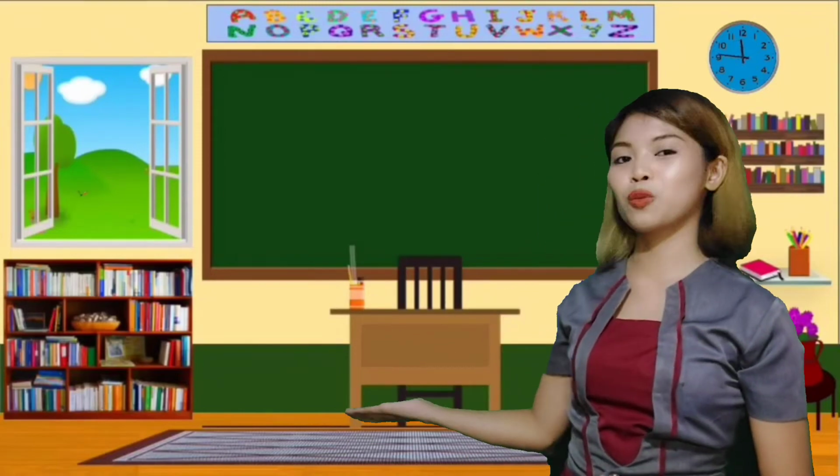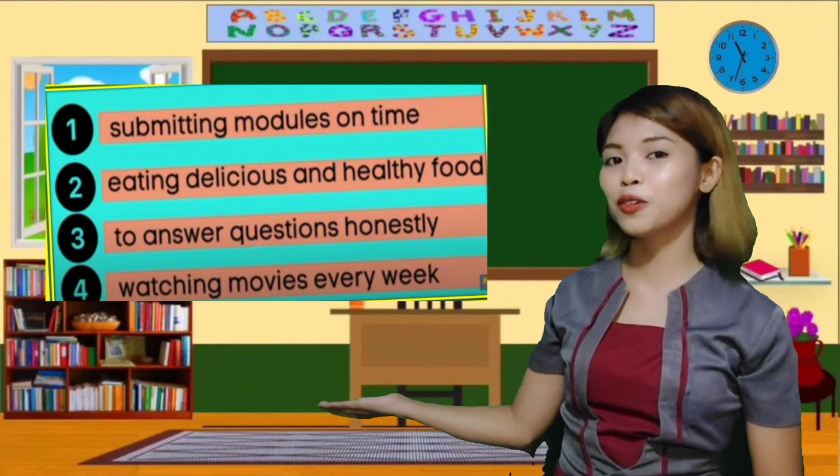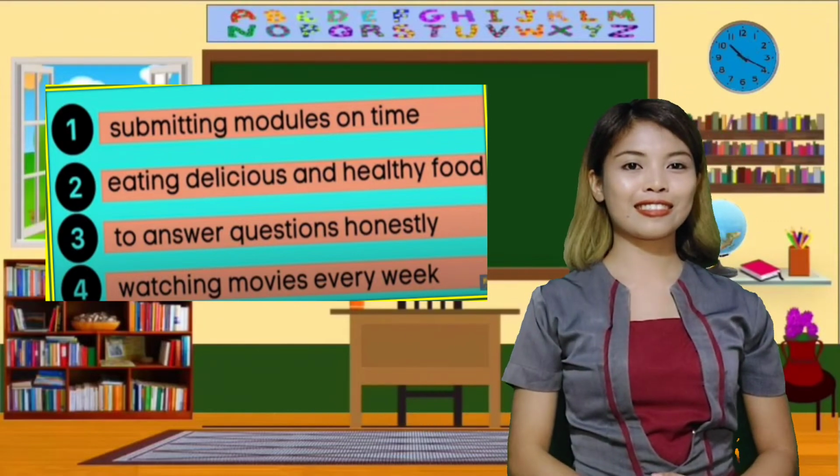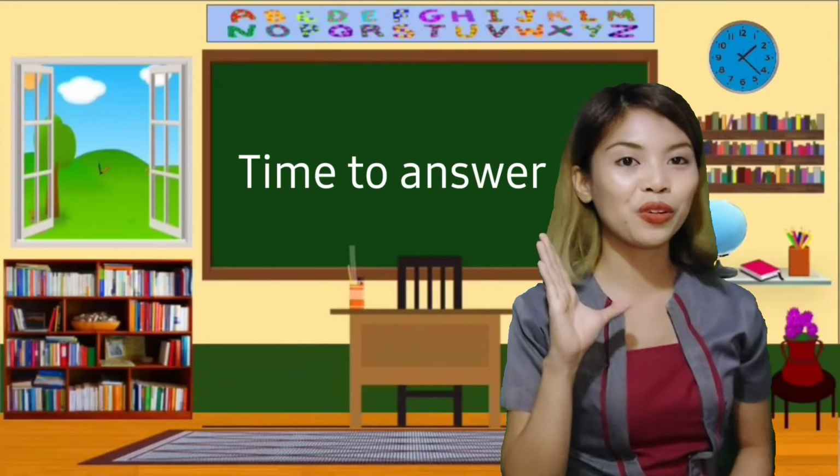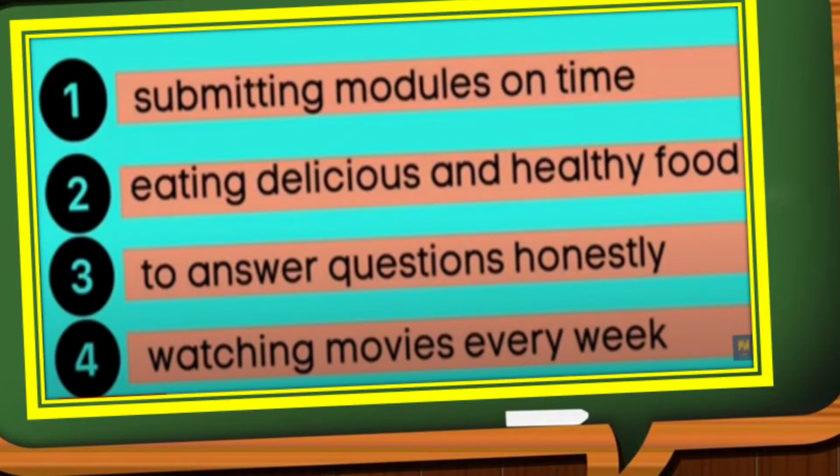Lastly, here is the set of phrases which you are going to identify, which one does not belong to the group. May I know your answer? Let us answer. So if your answer is to answer questions honestly, you are correct. Great! Because submitting modules on time, eating delicious and healthy food, watching movies every week have the same grammatical pattern. They start with a gerund. Again, what is a gerund? It is the verb plus -ing that functions as a noun. And the difference among these phrases is to answer, because it is an infinitive. Congratulations! Job well done!